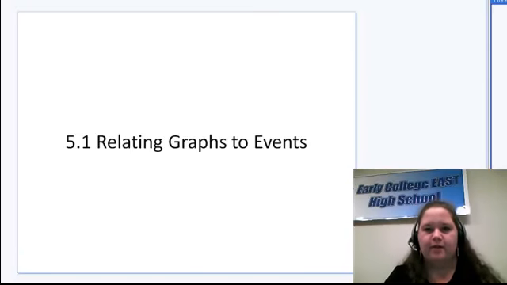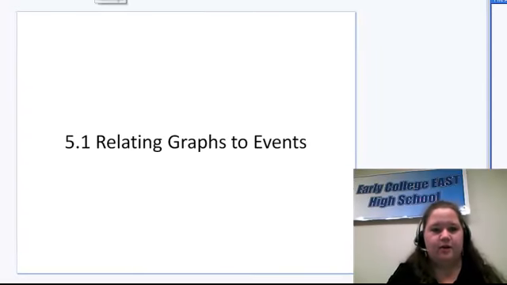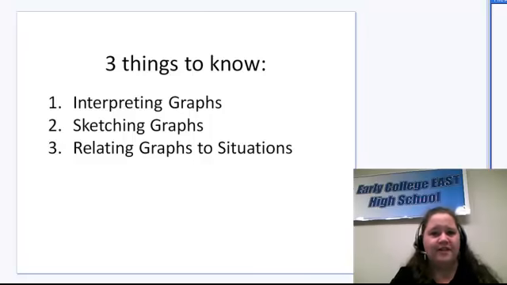We are now going to try this the second time with 5.1, relating graphs to events. So let's go, shall we? There are 3 things you need to know about relating graphs to events. You need to know how to interpret graphs, how to sketch graphs, and how to relate graphs to other situations.